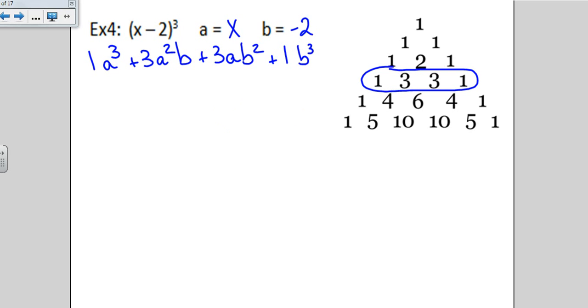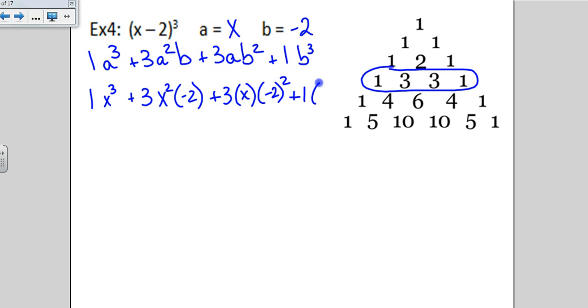So filling in what we know, that gives us 1x to the third plus 3x squared times b plus 3 times the x. And then when you square the b, squaring the negative 2, make sure the squared goes outside, plus 1, and then negative 2 to the third power.